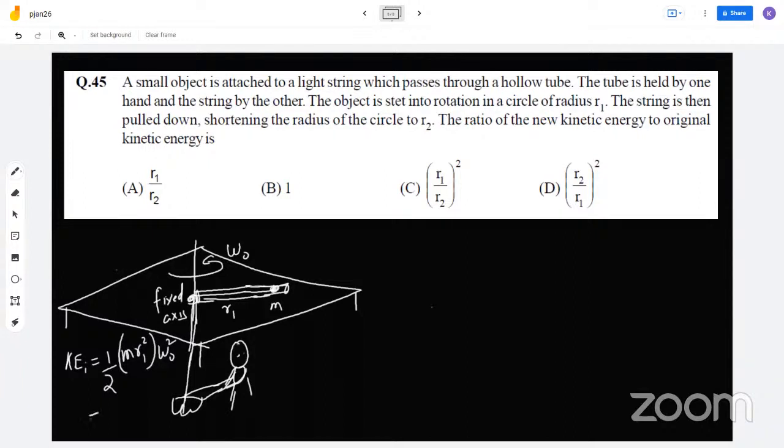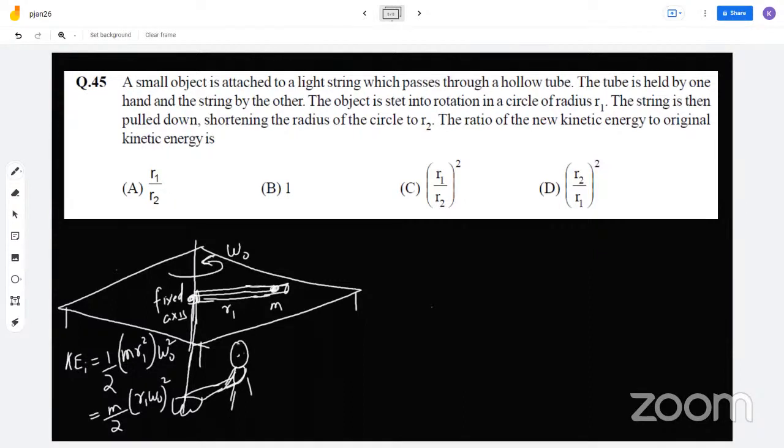So the value will be m/2 times r1 omega naught squared, that is, half mv square for a point mass, correct? Same thing. Now how will you find the final angular velocity? When the person pulls it down, the radius decreases. So when the radius decreases, how will you find it? Same thing except r1 is replaced by r2. But will the angular velocity change or not? It is not given that the tube is rotating with a constant angular velocity.